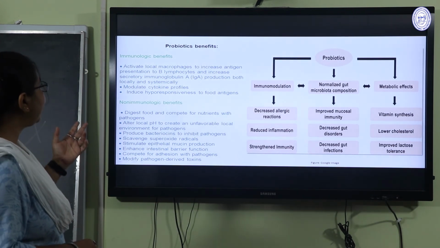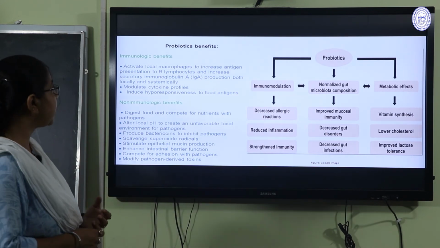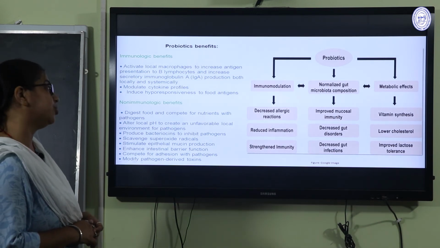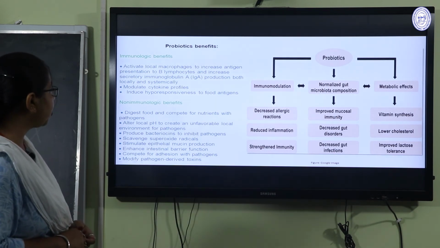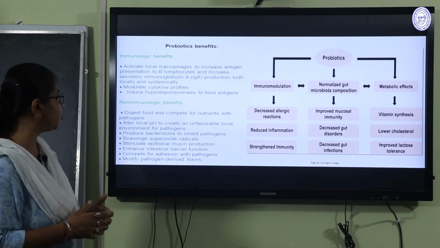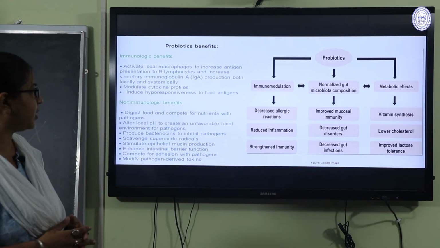So it actually activates the local macrophages to increase antigen presentation to the B lymphocytes and increase secretory immunoglobulin A, which is also known as SIgA, production both locally and systemically. Modulate cytokine profiles, induce hyporesponsiveness to food antigens, and some non-immunologic benefits are there as well.